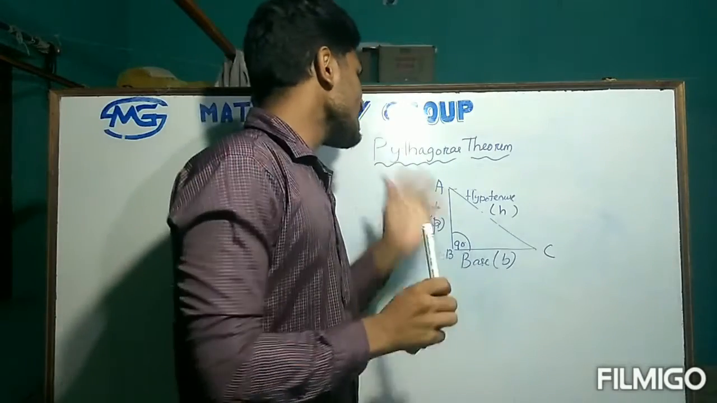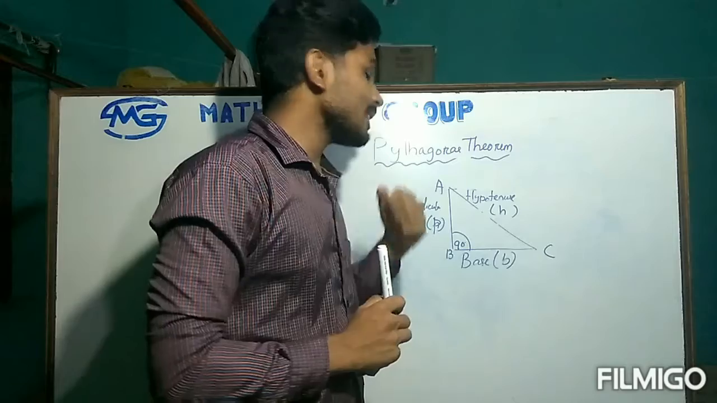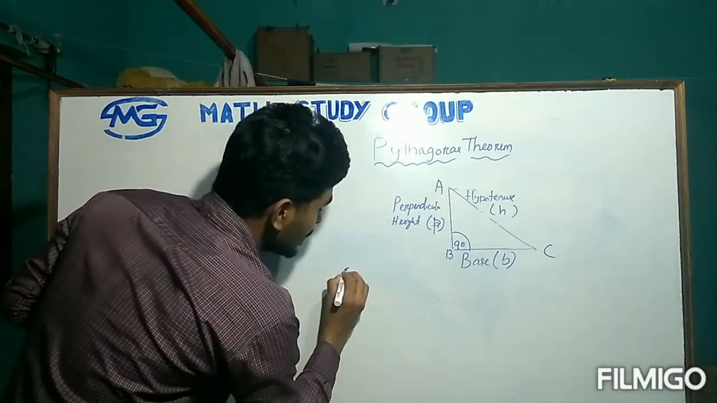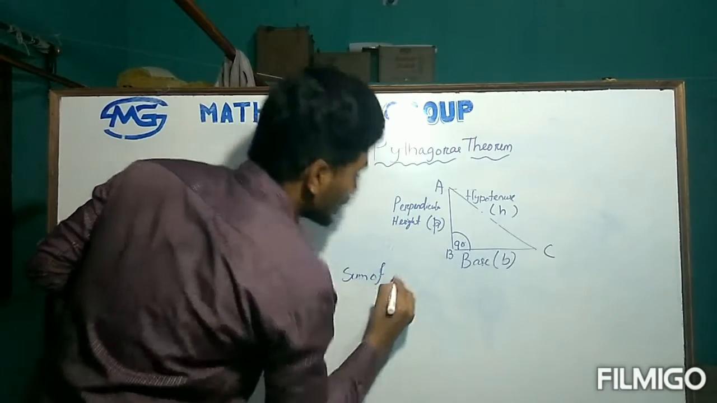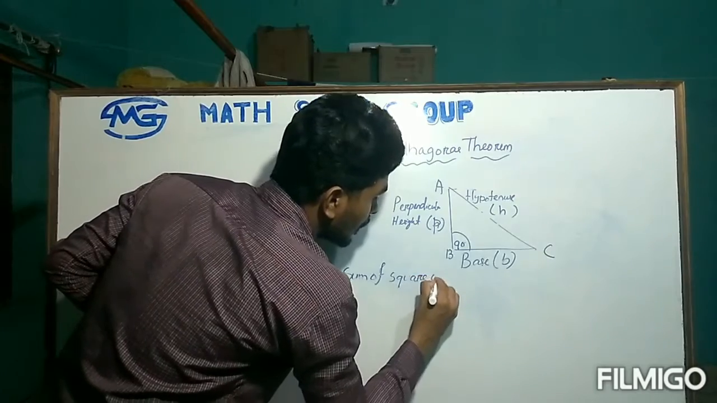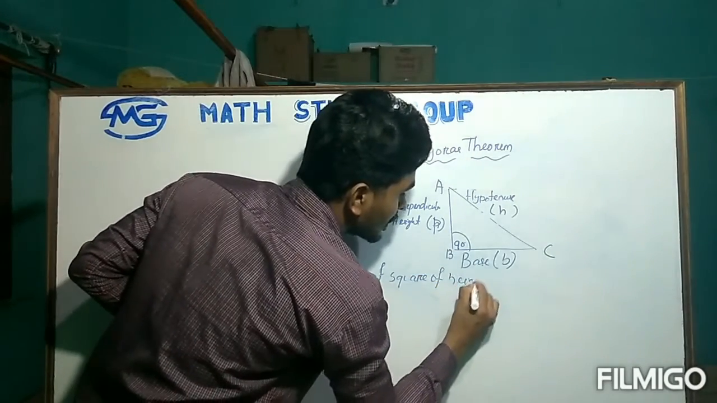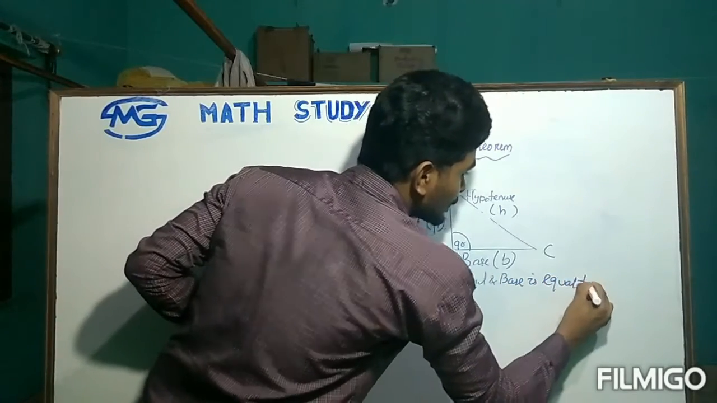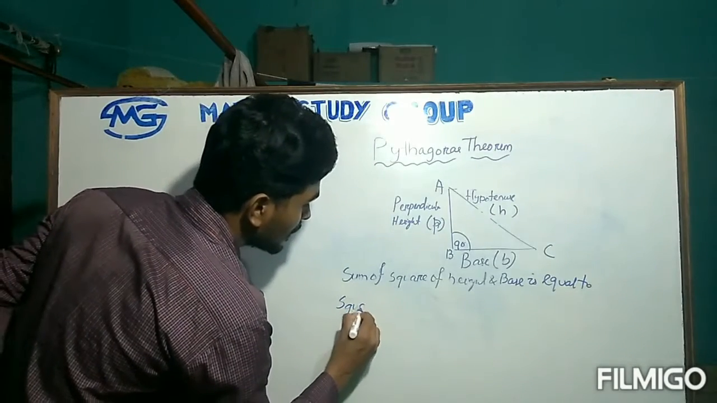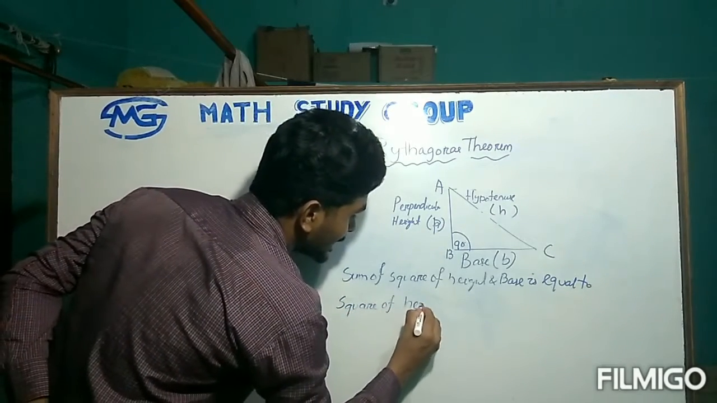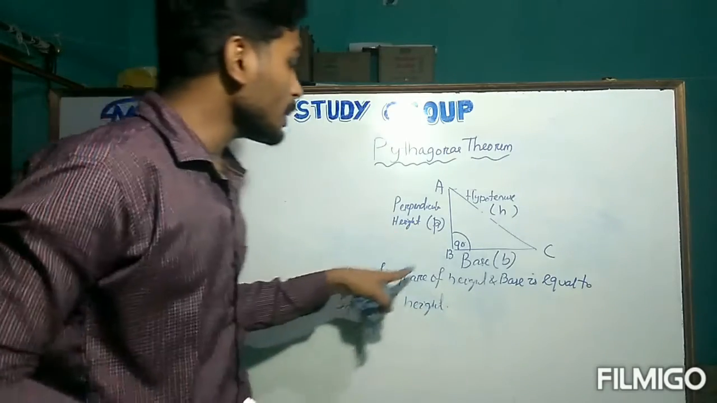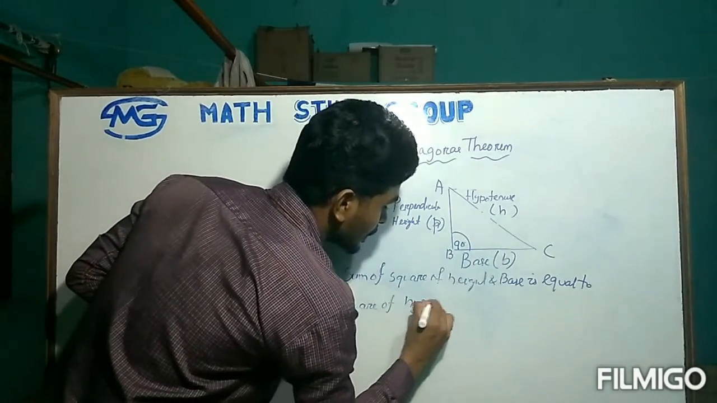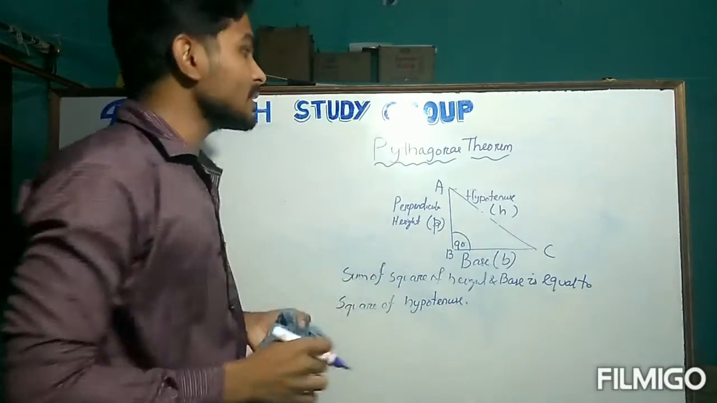Got it? So what is Pythagoras theorem dealing with? It told us that the sum of the square of height and the square of base is equal to the square of hypotenuse. Okay, so this is the theoretical representation of Pythagoras theorem.